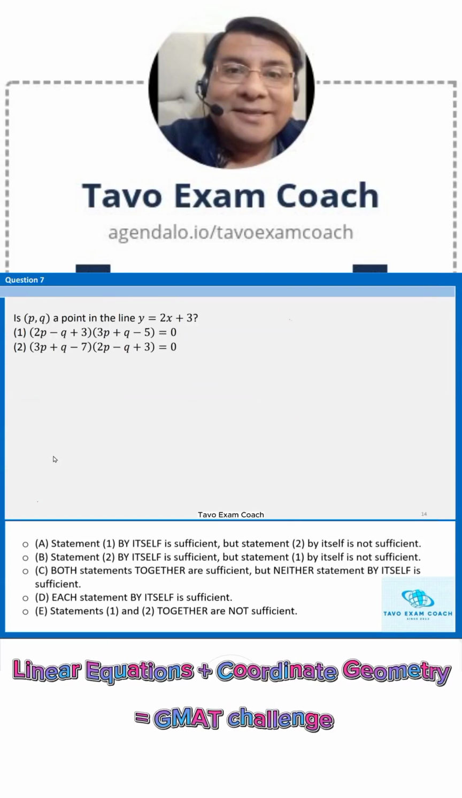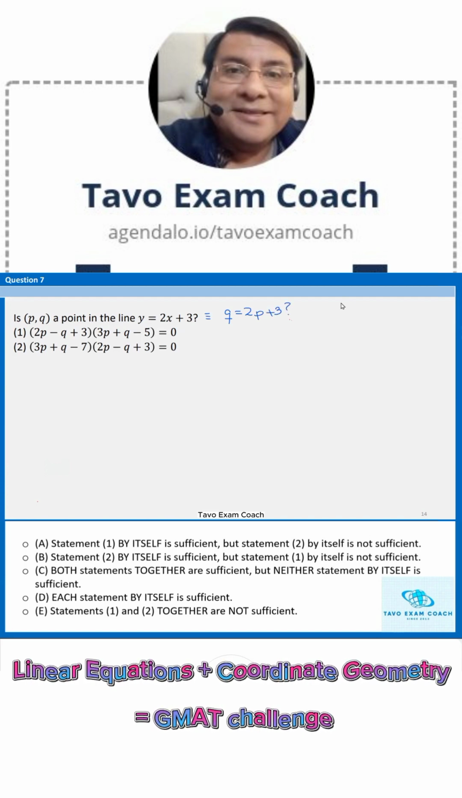Is (p, q) a point in the line y equals 2 times x plus 3? Well, in this question, finding whether a point belongs in a line whose equation we know simply means verifying whether the coordinates of such point actually satisfy the equation of the line or not. So we need to verify whether this is true or not: q equals 2p plus 3.